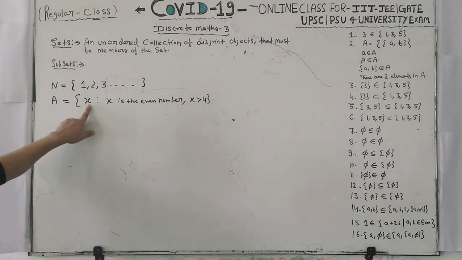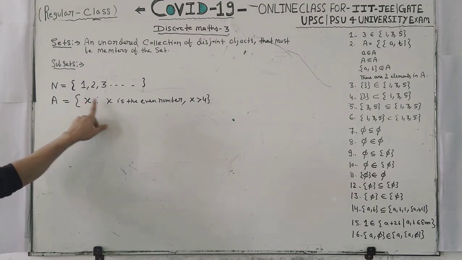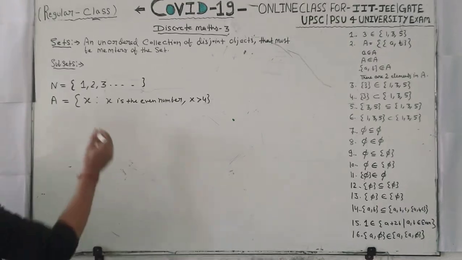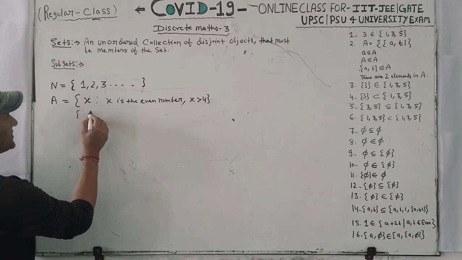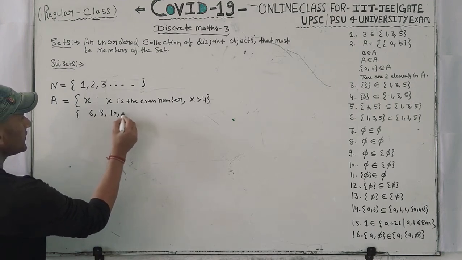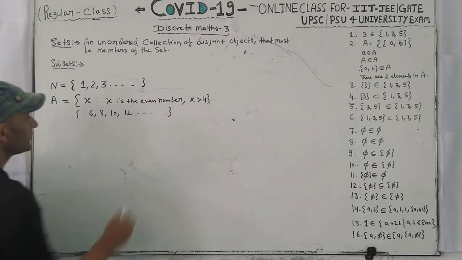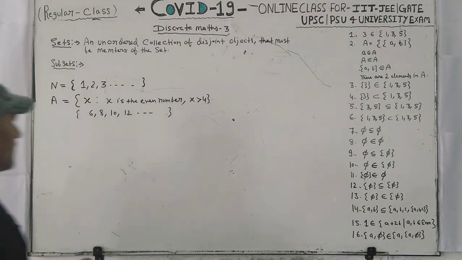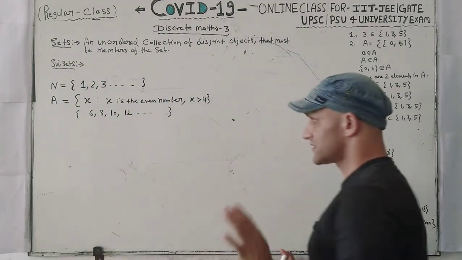A is equal to x. In this set there are x elements, and x is of this type: x is an even number where x is greater than 4. It implies that your numbers are 6, 8, 10, 12 and so on to infinity. So your set will look like this. This is the way to represent your set.